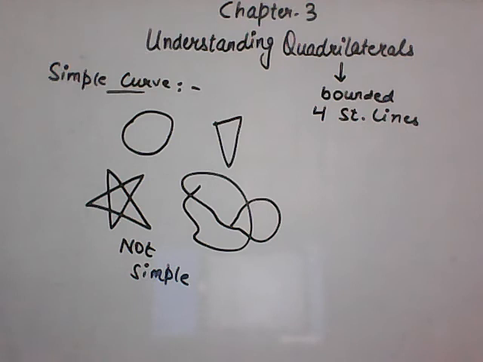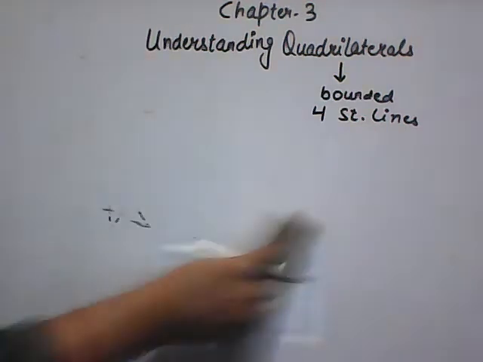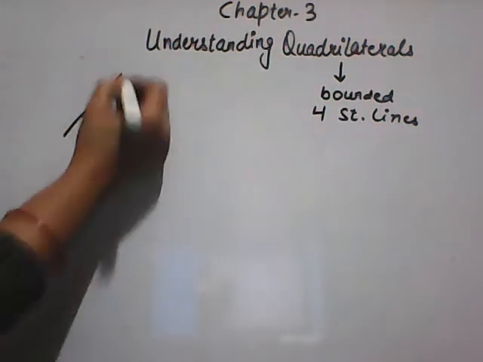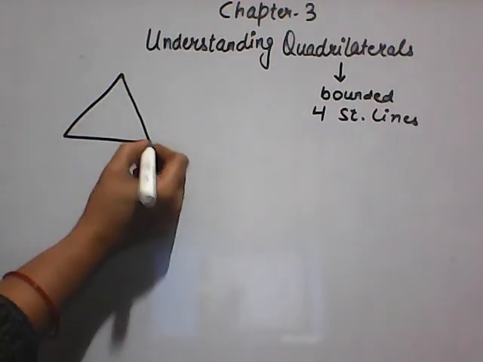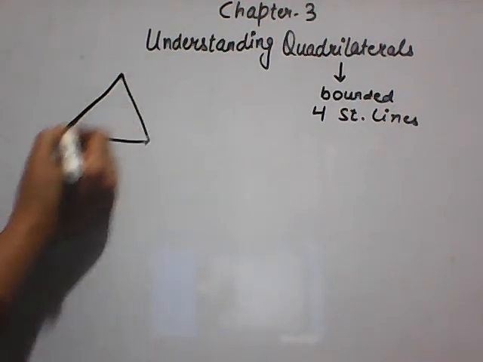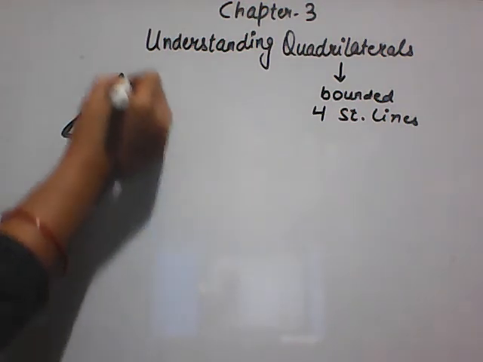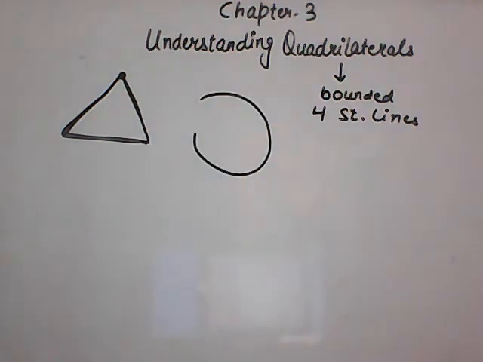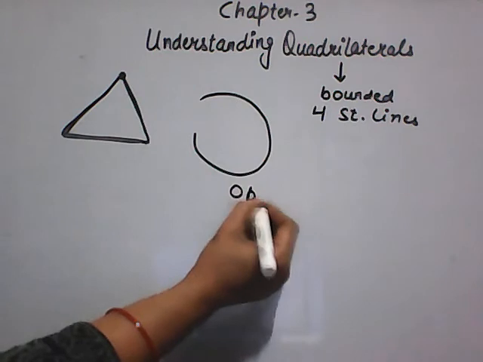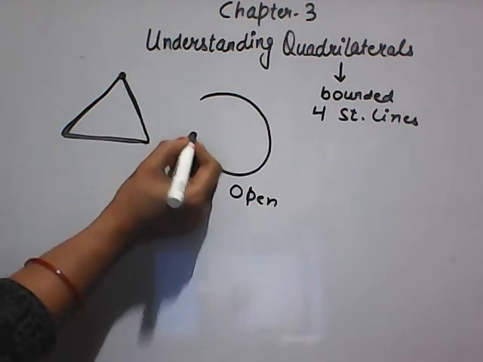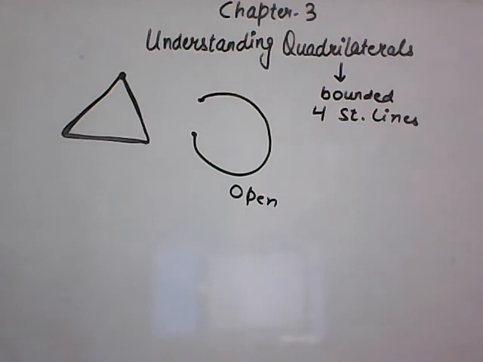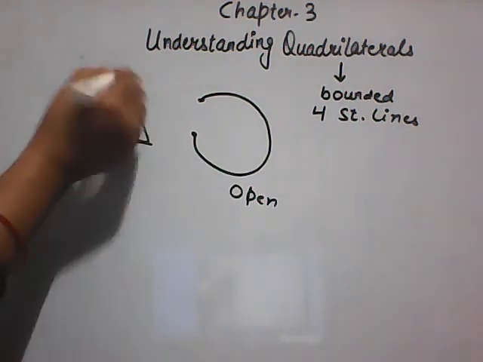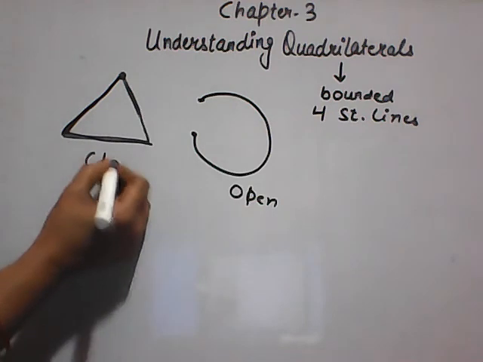Now closed curve. Closed curve means a curve whose starting and ending points are the same. Suppose this is a curve, it is closed. It is a closed curve as its starting and ending points are the same. If we draw this curve, this is an open curve, as its starting and ending points are different. Here its starting and ending points are the same. That's why it is a closed curve.